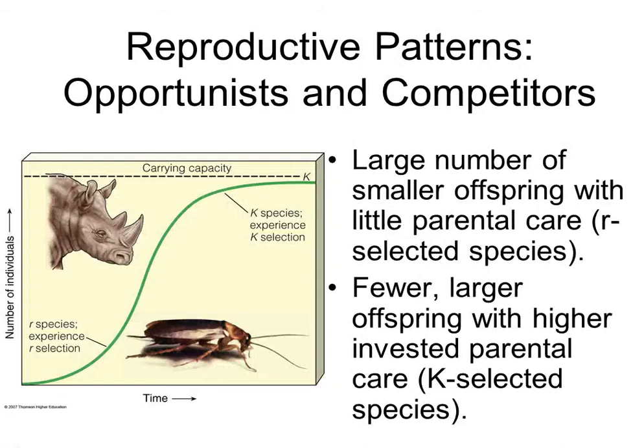So in the reproductive patterns of animals, there are opportunists and competitors. A large number of smaller offspring with little parental care would be something like a cockroach, and fewer large offspring like the rhinoceros with higher invested parental care. And that's like humans. You have few numbers of young and take care of them versus insects having many thousands of young and not providing parental care.